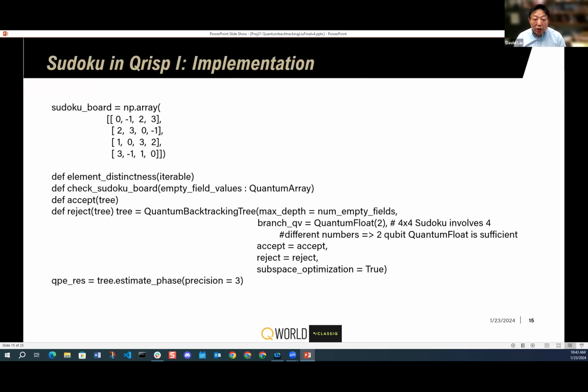So here is the way we implement it. We have values 0 to 3, and -1 means it's not found. 4 by 4 means across the rows and columns, the values should be 1 to 4, and also the four 2 by 2 squares have 1 to 4. It should be uniquely identified.